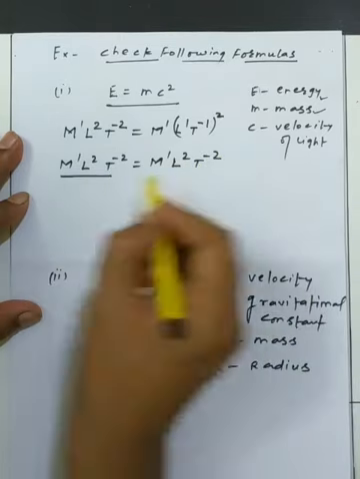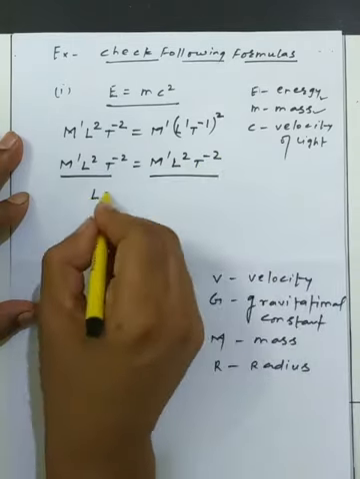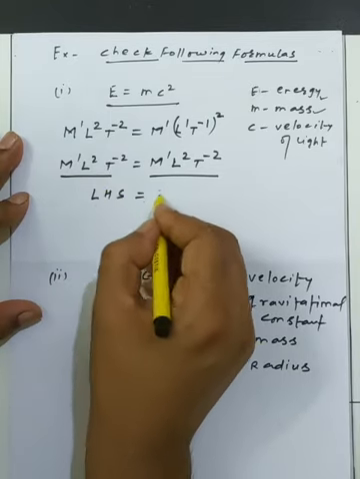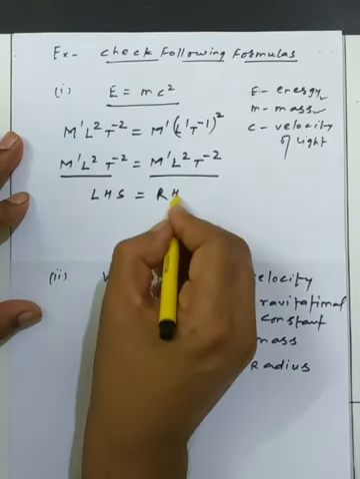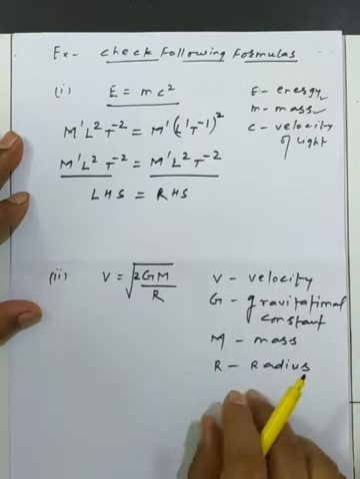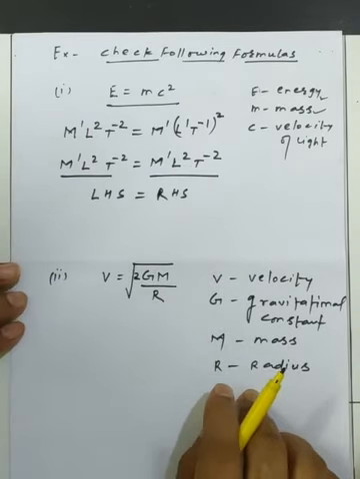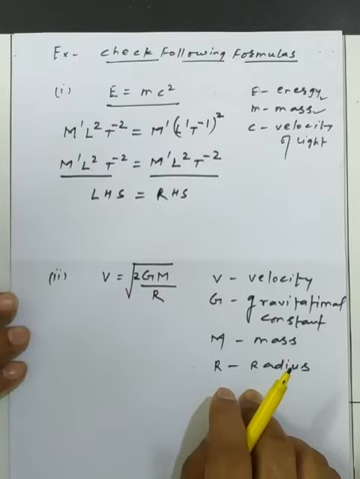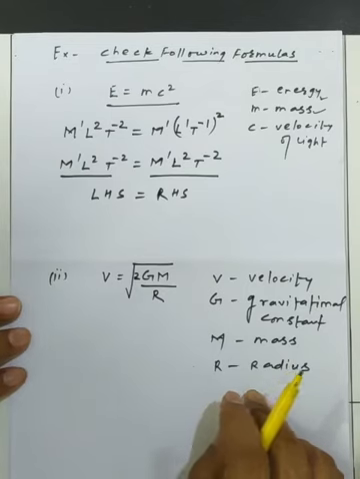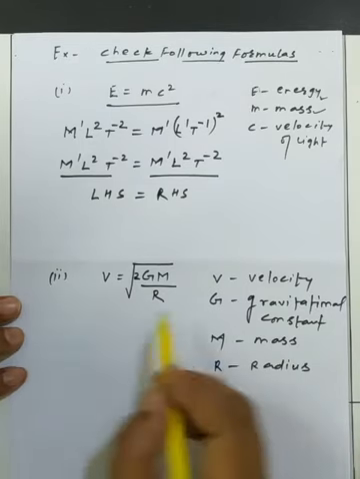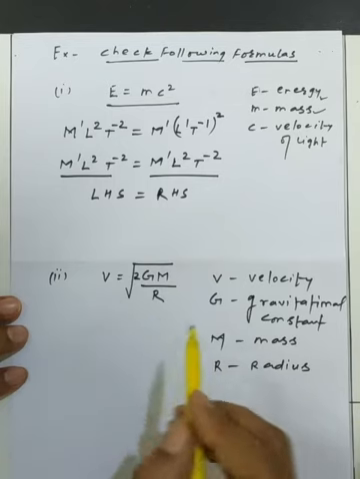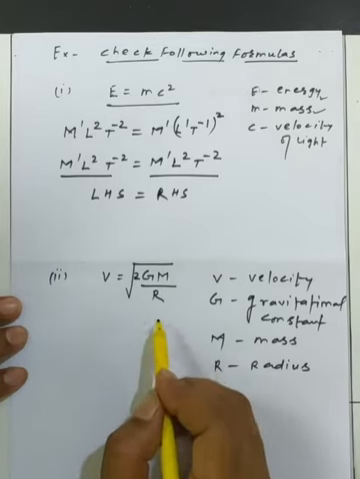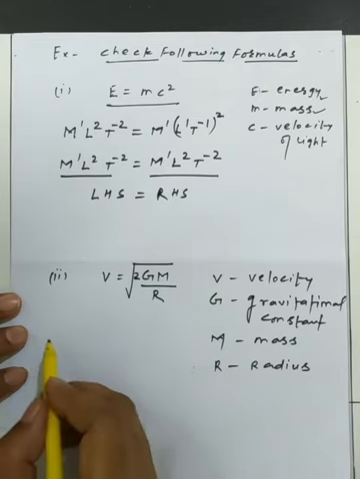So dimensionally it is correct, because we are just getting LHS equal to the RHS. It's a simple method by which we can check the accuracy of a formula. Now we have another formula, V is equal to under root 2GM upon R. Generally, it's the formula of the escape velocity.